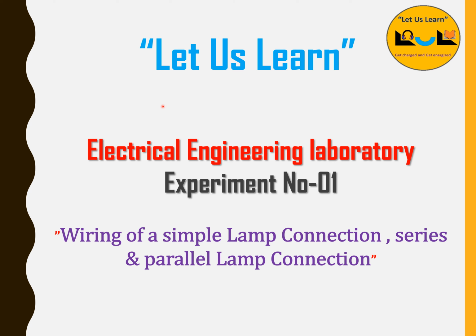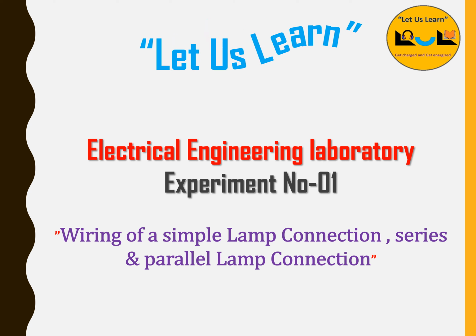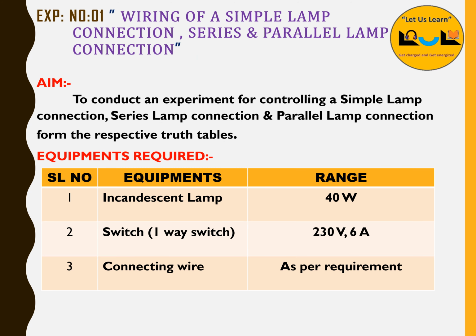Today we are going to discuss experiment number 1 in the electrical engineering laboratory. The experiment name is wiring of a simple lamp connection, series and parallel lamp connection. According to the experiment, the aim is to conduct an experiment for controlling a simple lamp connection, series lamp connection and parallel lamp connection, and form the respective truth table for the three experiments.